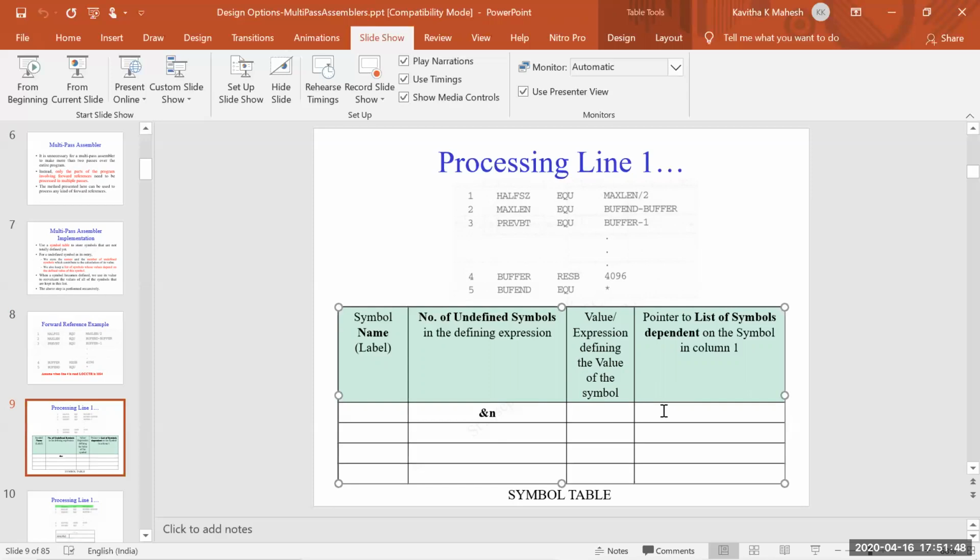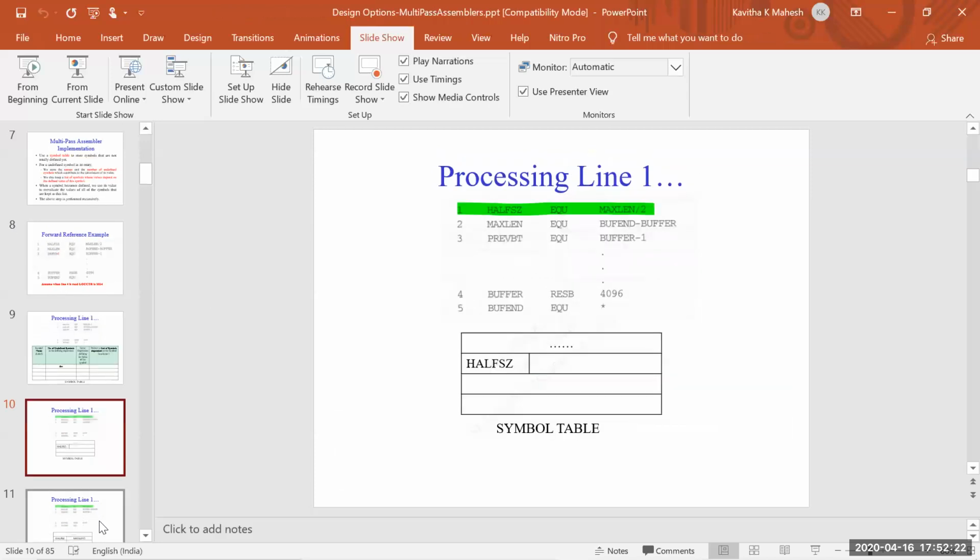The last column holds a pointer to the symbols that are dependent on the symbol that is placed in the first column. For instance, if we keep halfset in the first column, the last column should indicate a pointer to the list of all symbols that are dependent on the symbol halfset. We will discuss this further with the example that is shown here.